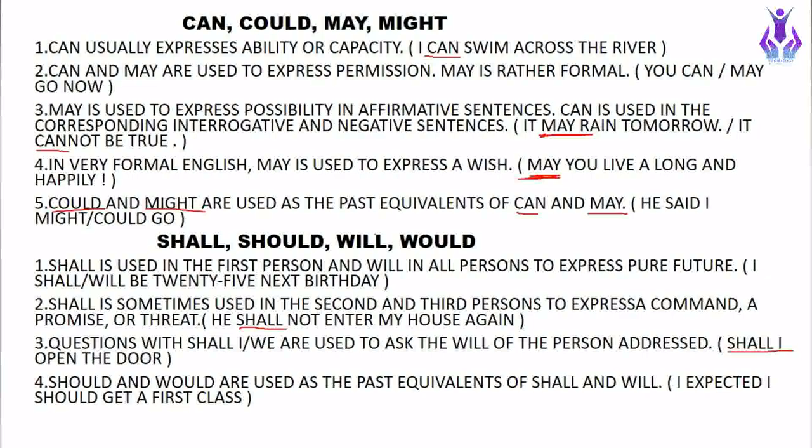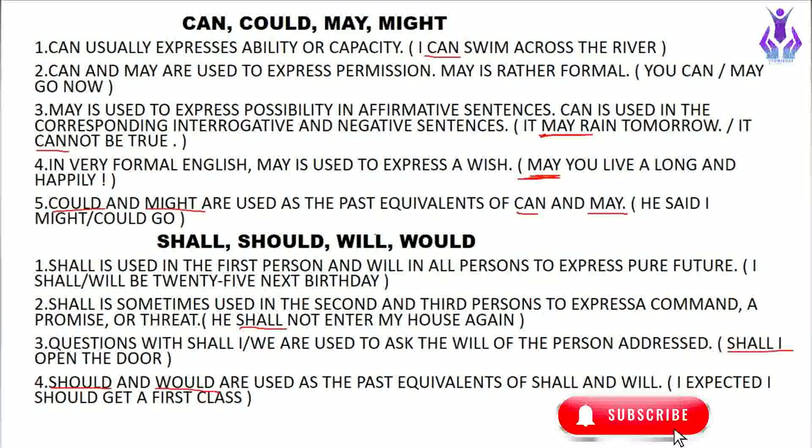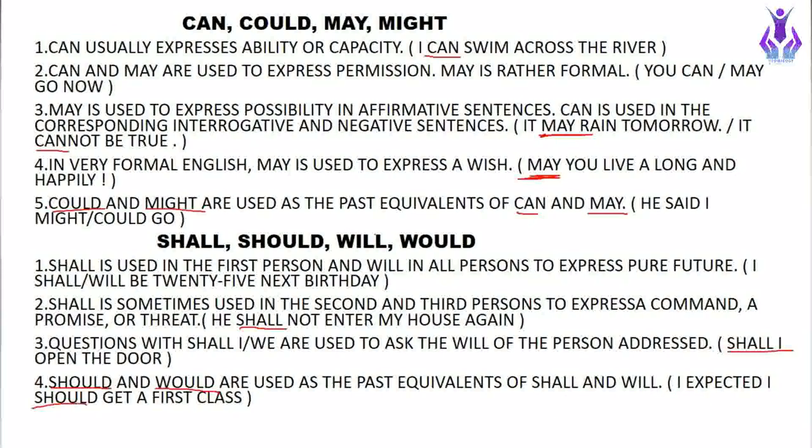The next one is should and would are used as the past equivalents of shall and will, the same as is the case with could and might. So should and would are the past equivalents of shall and will. We can see from the example, I expected I should get a first class. So here should is our past equivalent of the word shall. So here we are done with shall, should, will and would.